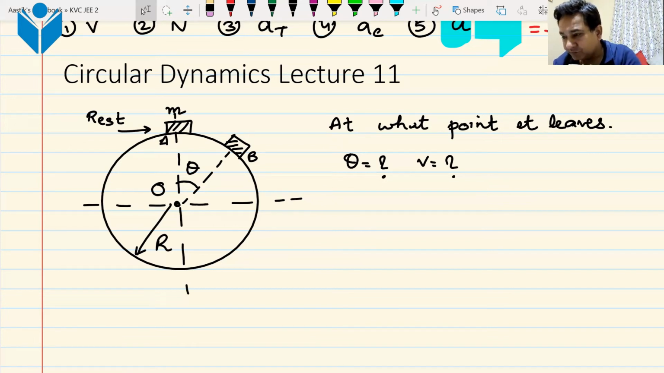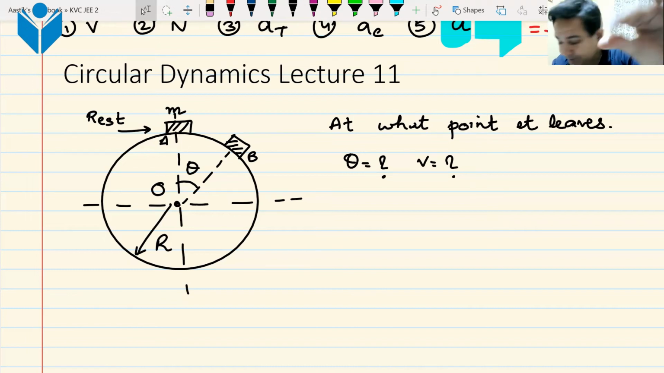Under root tan theta RG. So under root RG tan theta. If my speed is more than this, what will happen? It slips. I will not be able to move on that circular track. I will slip. Same thing is happening here.